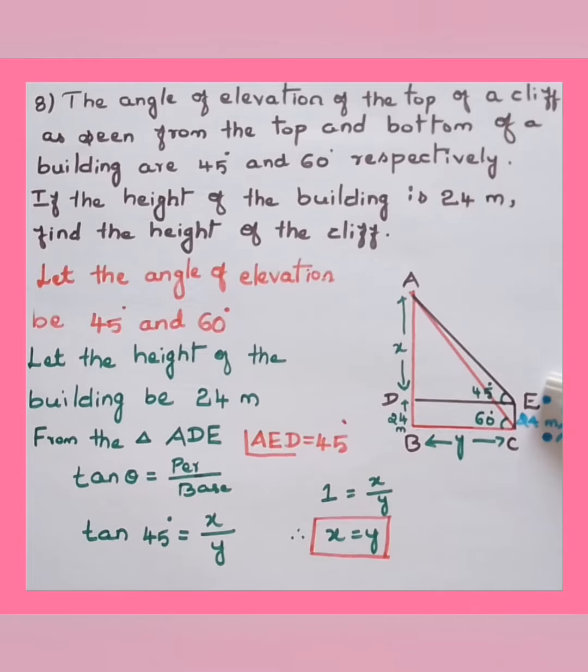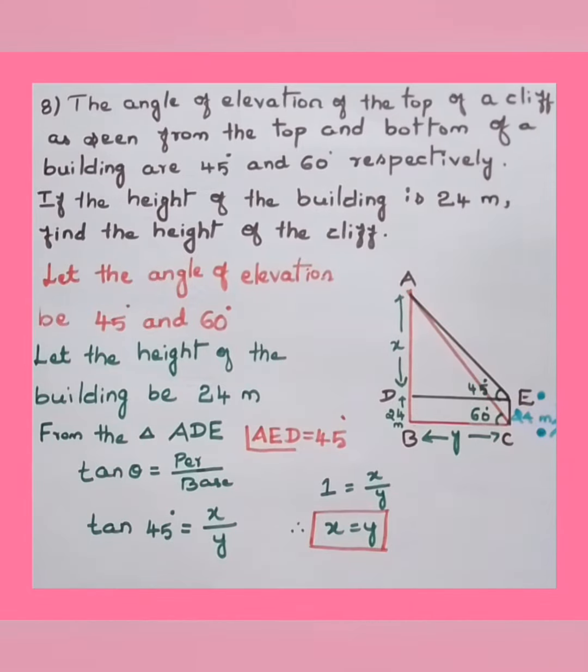When he is at the top, what is the angle he makes? He makes a reference angle of 45 degrees, the angle of elevation, with this line of sight. Then at the bottom of the building, if he stands and views, the angle is 60 degrees, respectively for the top and bottom positions. We have to find the height of the cliff. This is x, from D to A. Let us take that as x. Clear with the reference diagram.